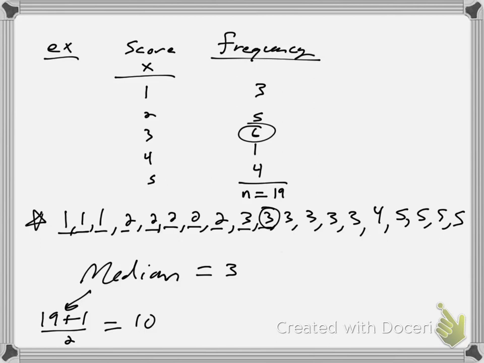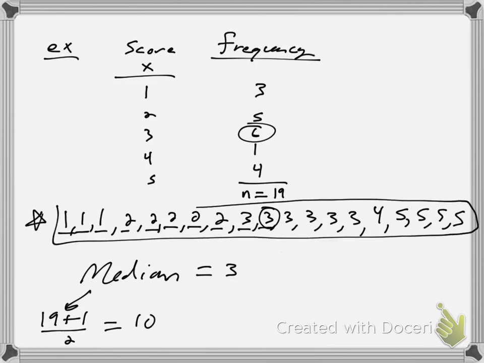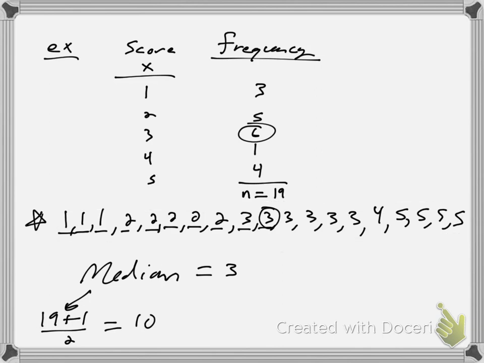But if I don't want to list all these out, I listed them all out here because there's only 19 of them. There's going to be problems you get where you don't want to list all those out. If I don't want to list them all out, I can just look. I know that the position of the median in this case is going to be 10 because there's an odd number.